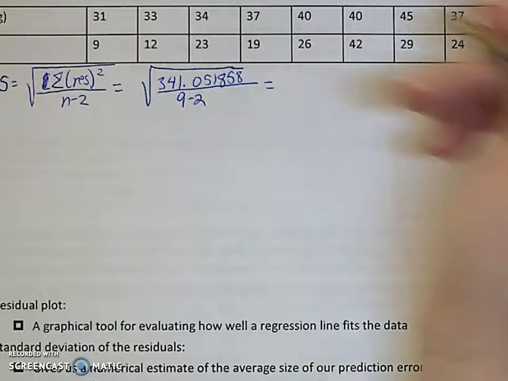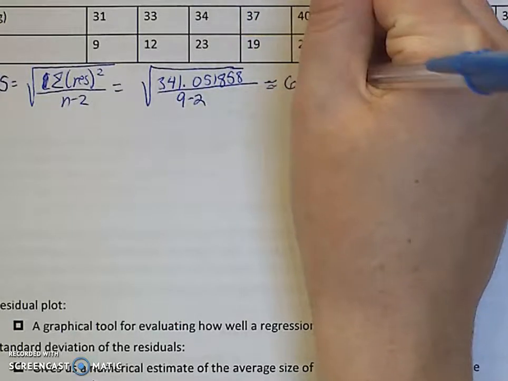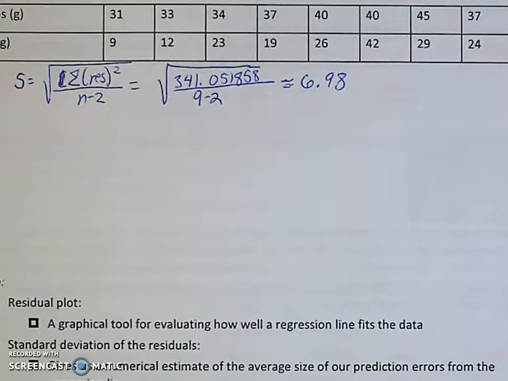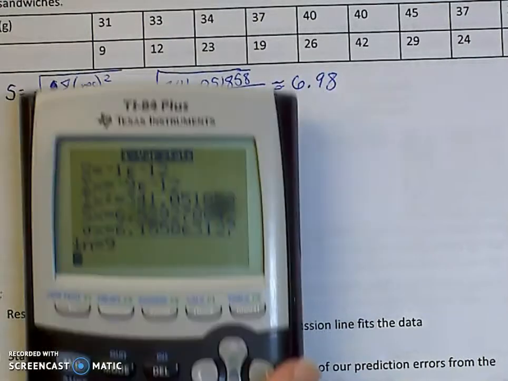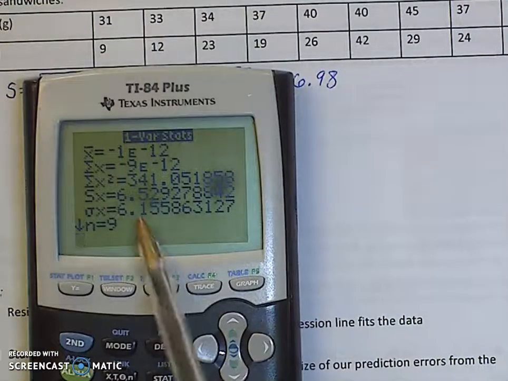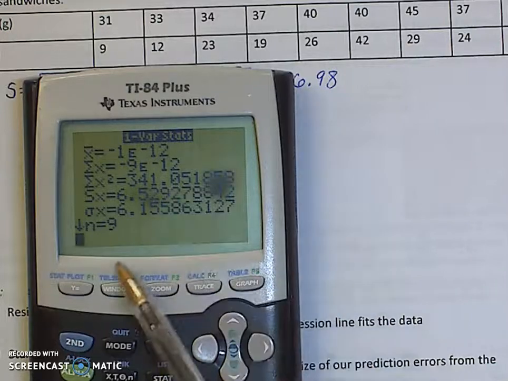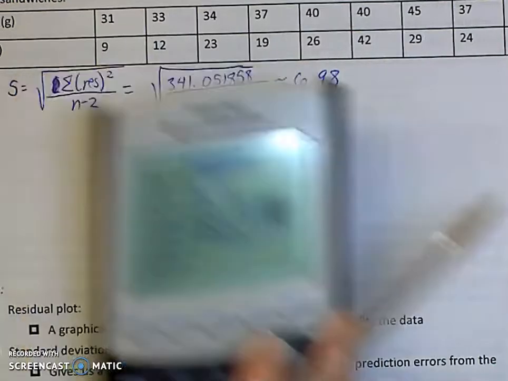I get about 6.98. Okay? Now, if I had just used what the calculator told me, I would have gotten 6.53. So pretty close, 6.98, 6.53. It's not a huge difference which one you use. But this one's not too hard to calculate by hand.